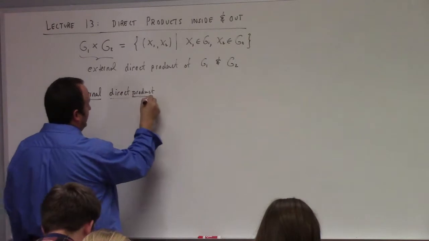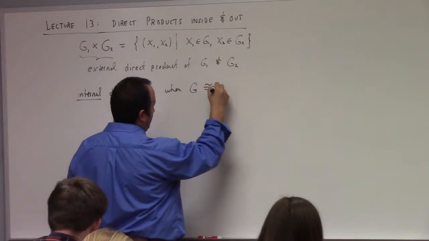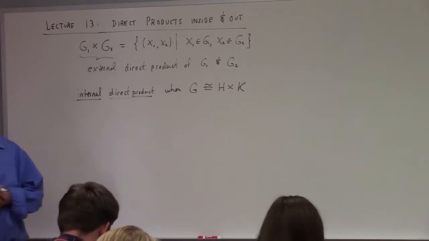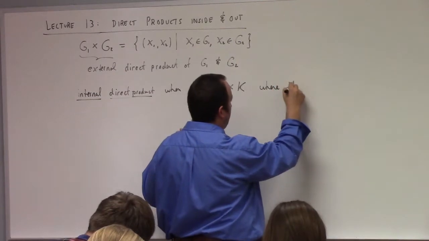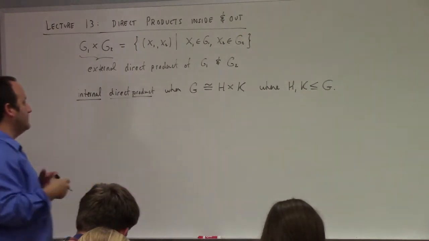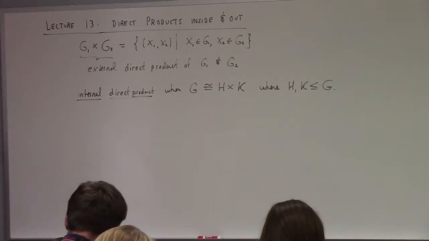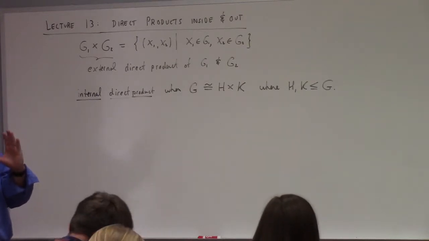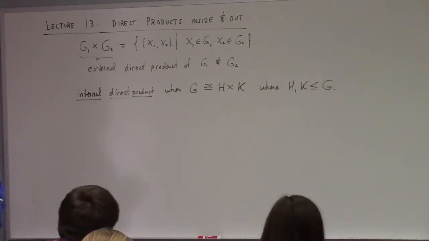So internal direct product would be something like when G is isomorphic to H cross K, where H and K are themselves subgroups of G. So if we can understand G as the decomposition of essentially looking like the Cartesian product of two of its subgroups, then G is said to be formed by the internal direct product of H and K.